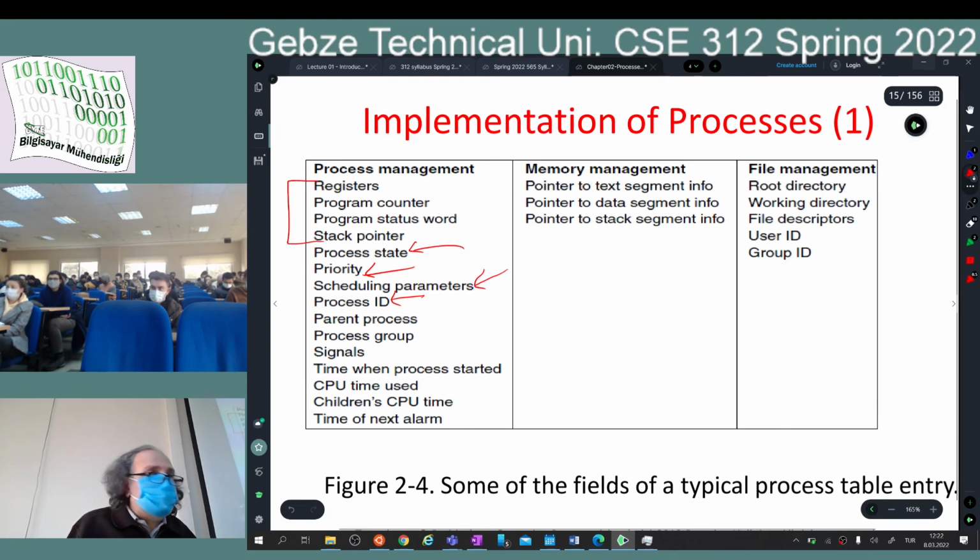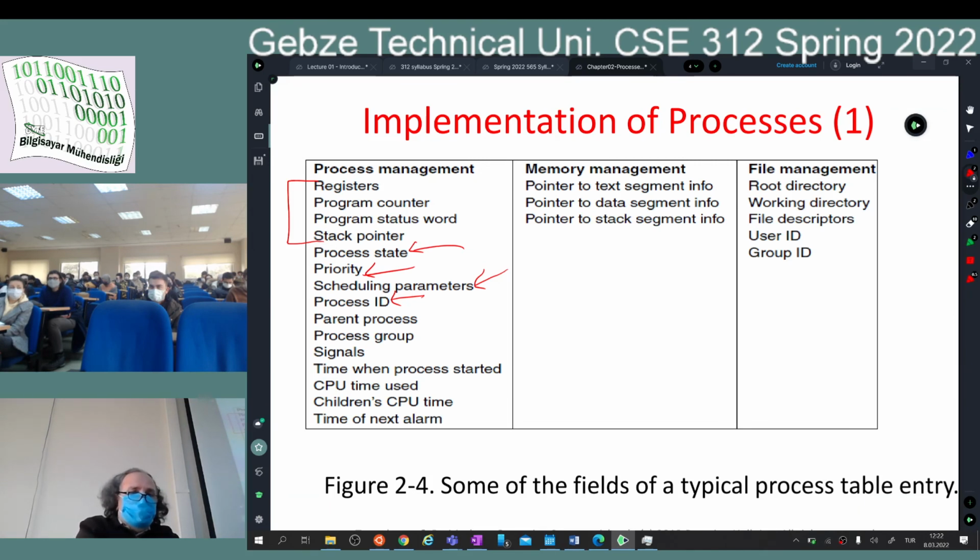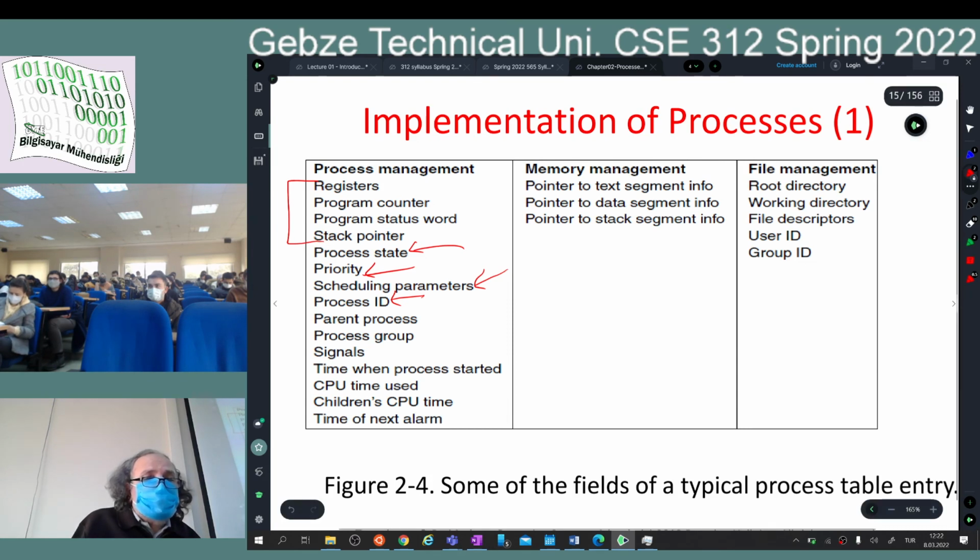Time when process started. This is important. When did I start this process, so that I can know how old it is. Sometimes this is important to know for the scheduling task. CPU time used. I might be an old process, but maybe I didn't use that much CPU. I am responsible for all these child processes. How much time did they use?